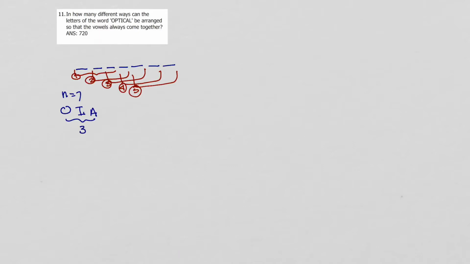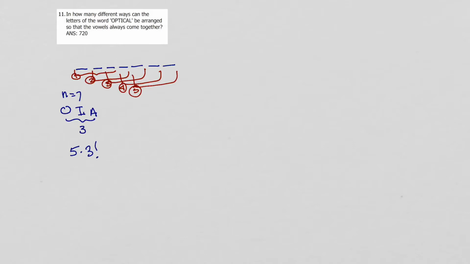So our first decision is, in what position should the vowels go? We have 5 ways to make that decision. Then, once we've decided on a position for the vowels, we've got 3 vowels. How many ways can we arrange those? So suppose we wanted this leftmost position. We could put any one of the 3 here, and then 2, and then 1. So this is going to be a 3 factorial here.